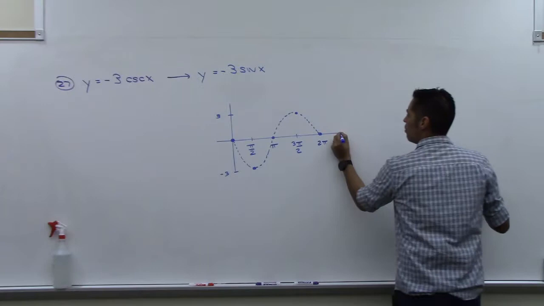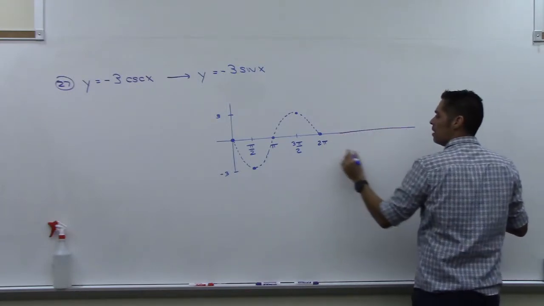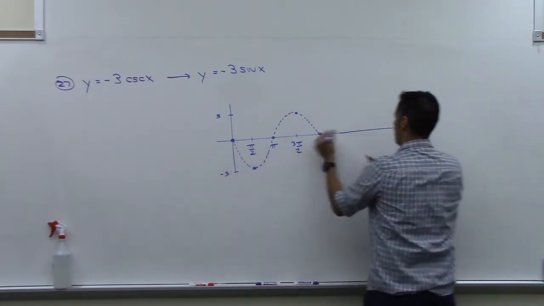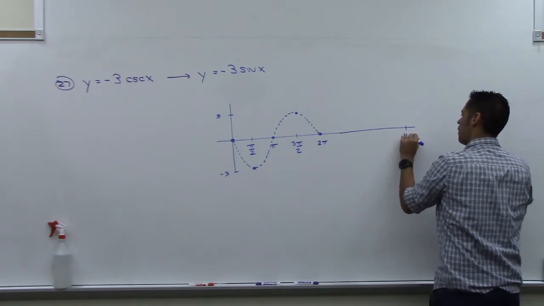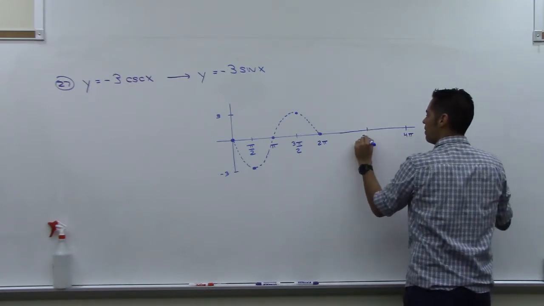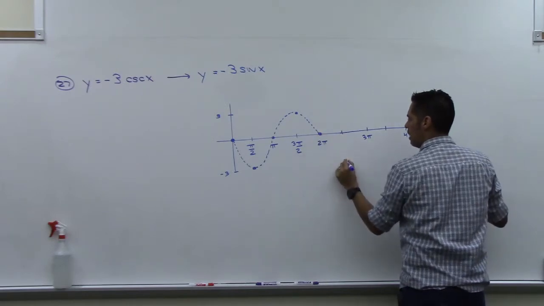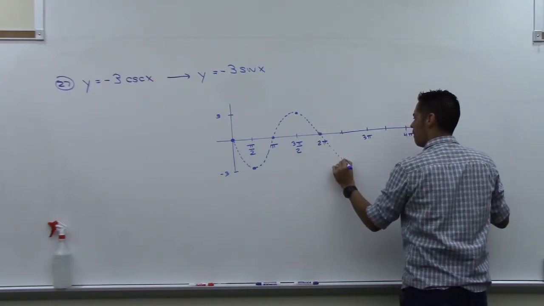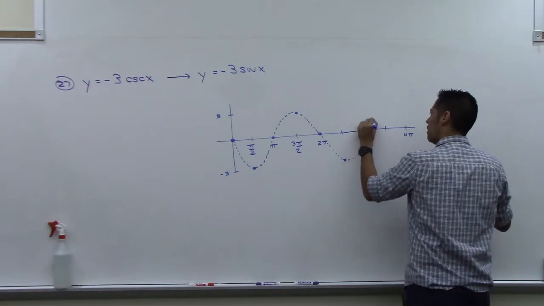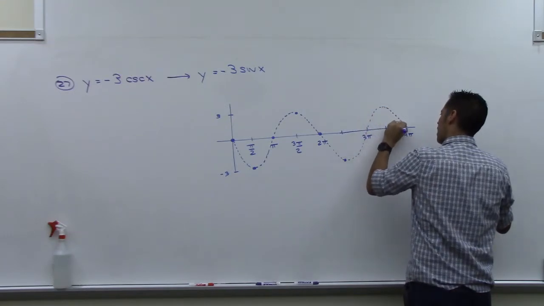And what I'll do is I'll just do one more period on here. Let's see, if this was from 0 to 2 pi, the next one will be 4 pi. Halfway there, that'll be 3 pi. Then here and here. So it's going to come down again, come back up, and then back down like that.